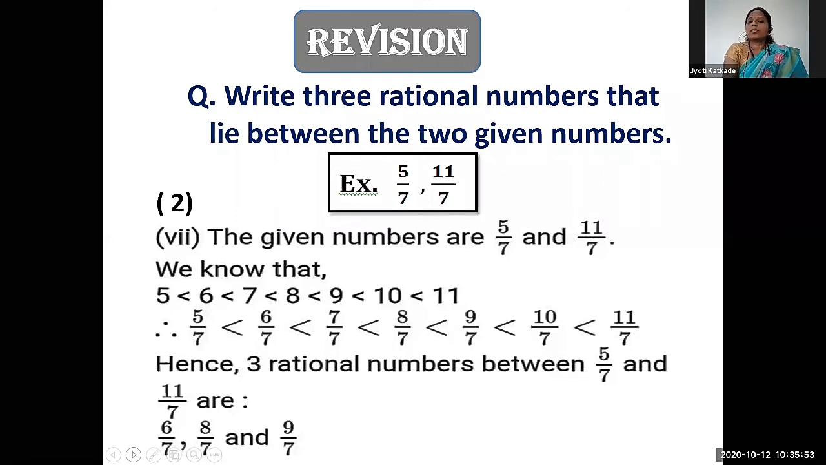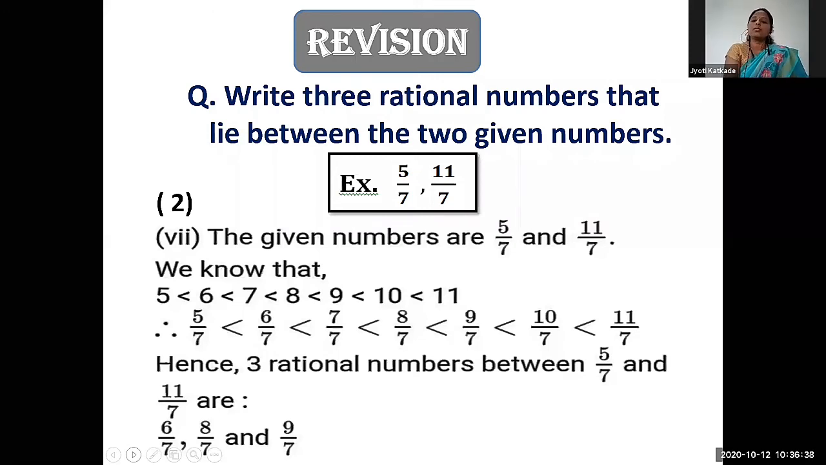Then taking denominator 7, the numbers in between 5 upon 7 and 11 upon 7 are 6 upon 7, 7 upon 7, 8 upon 7, 9 upon 7 and 10 upon 7. We have to write down only 3 rational numbers in between them. We can write any 3 numbers, that is 6 upon 7, 8 upon 7 and 9 upon 7. We studied this topic in the last lesson. It's only for your understanding that I have taken a small revision of this topic.